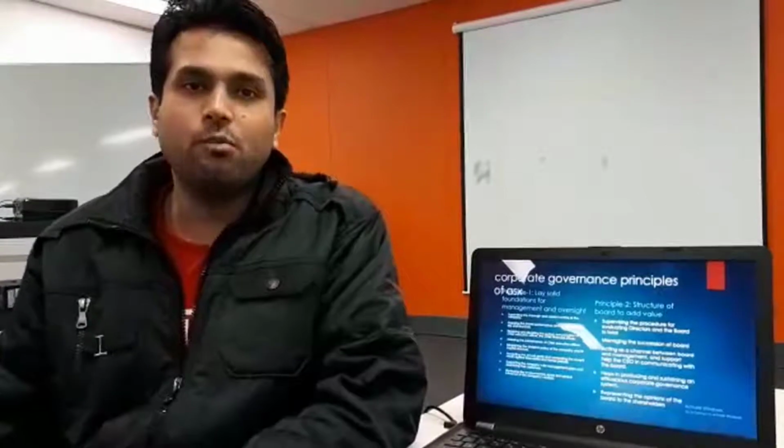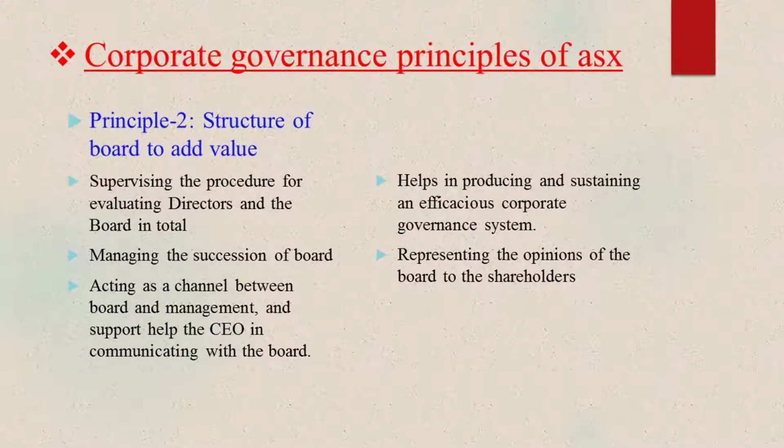Now, the second principle is structure of board to add value. This principle involves supervising the procedure for evaluating directors and the board in total. Apart from that, it also includes managing the succession of the board. And it also involves acting as a channel between board and management, and supporting and helping the CEO in communicating with the board. It also helps in producing and sustaining an efficient corporate governance system in the organization. And it also represents the opinions of the board to the shareholders.